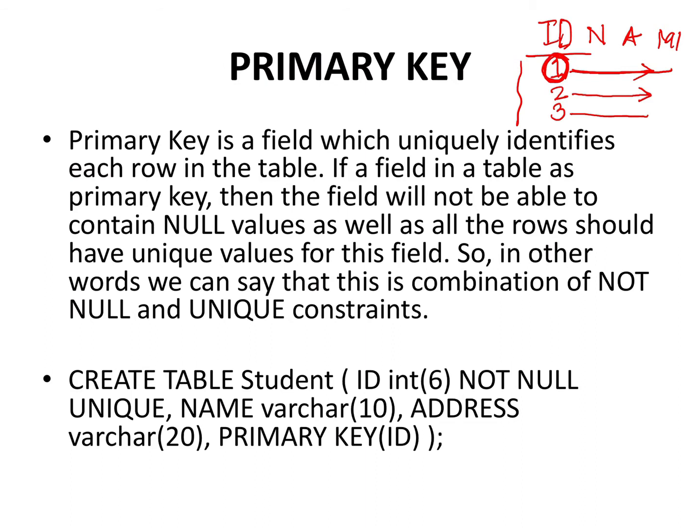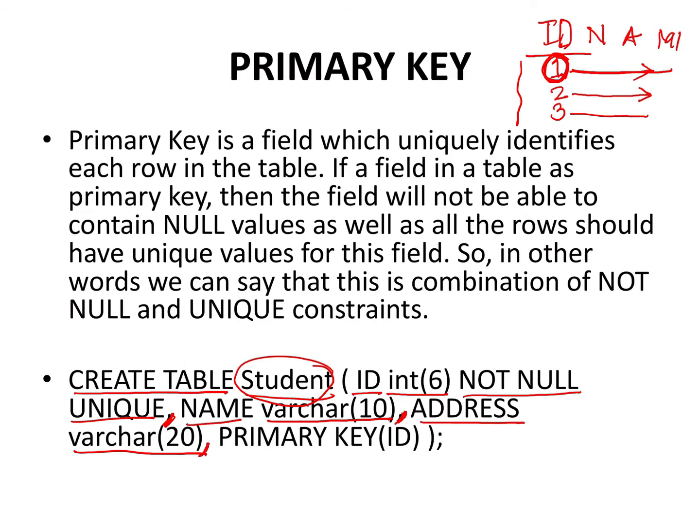Now how do I make any particular column? I have already given you example when I was giving you the example of create table, but a little brush up here. So it simply goes create table, table name. So my table name is student, then ID, the first column, the data type is int 6, it is not null, it is unique, then comma. Okay, so second column starts name, data type, comma, third column, address, data type, and then I've finished all the three columns.